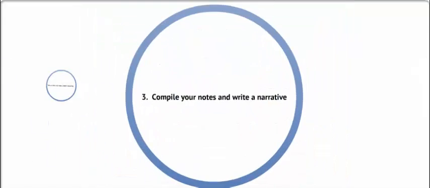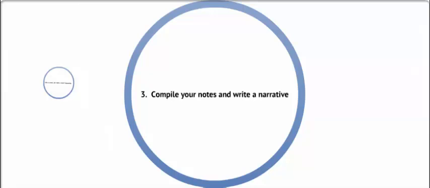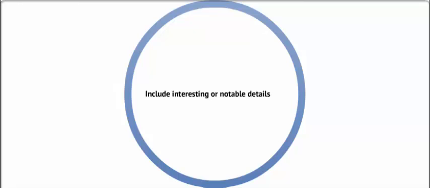Once you've got all these notes, I want you to compile them and start to write a narrative, which, again, a narrative is just that. It's a story. I want you to tell a story about the event, but I want you to show us what's happening. How are these people talking? What details do you observe that are interesting? Are they wearing funny hats? Or are they doing drugs?